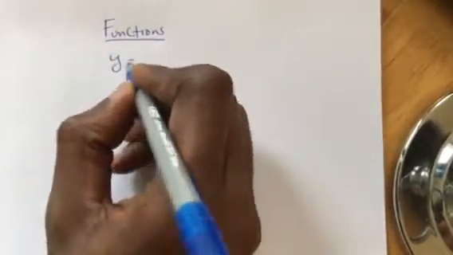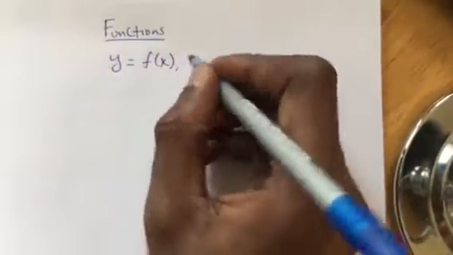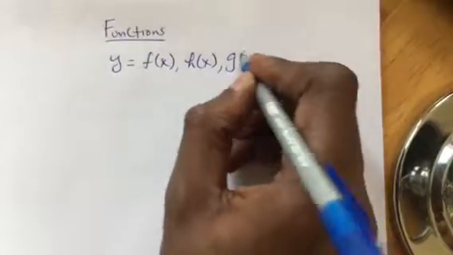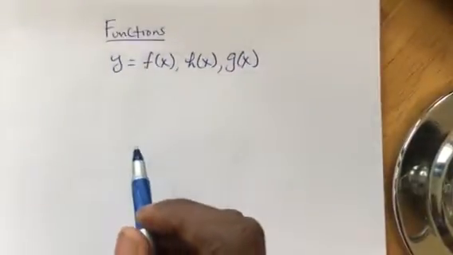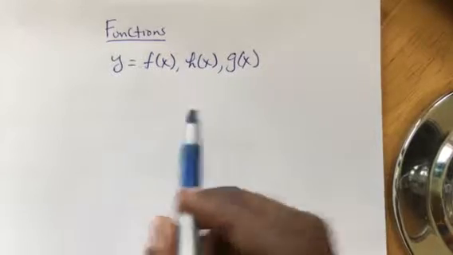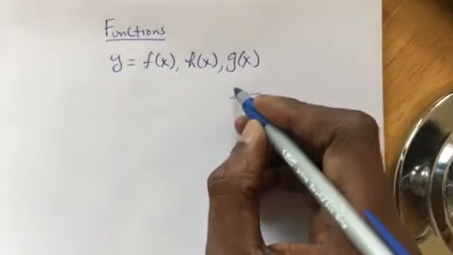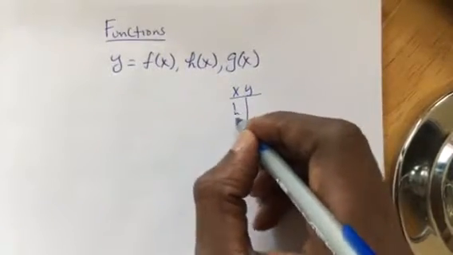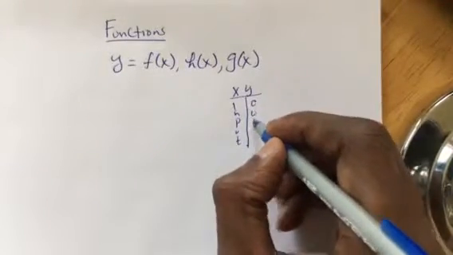Let's start with the function notation, which is y equals f of x. Sometimes you see it as h of x, g of x, anything of x. That is the notation of the function. The function has an input and it has an output. So the x values are what's considered to be the input, and the y values are what's considered to be the output.